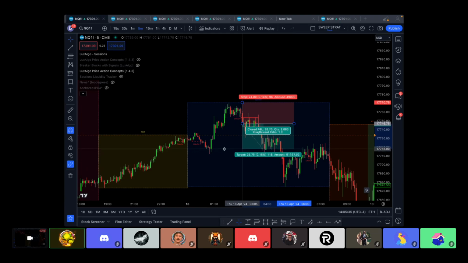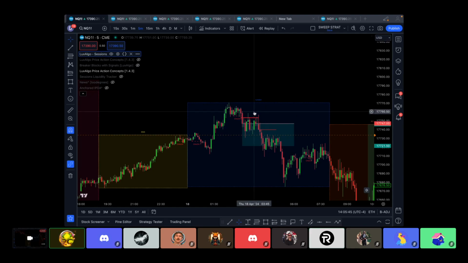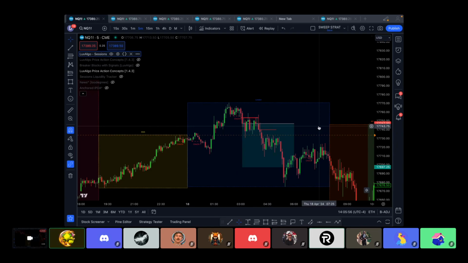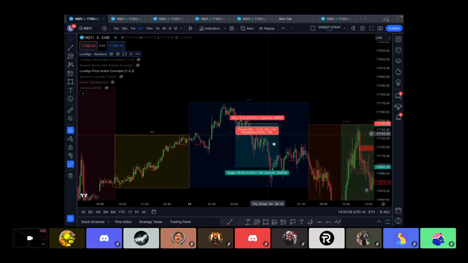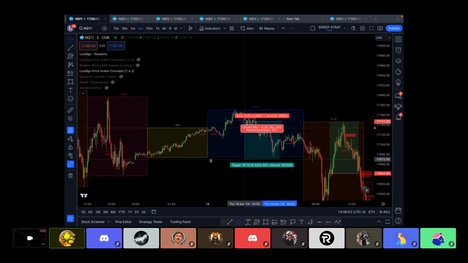Once it hits my 100 ticks, I'm moving my stop loss to break even. Can it come back to my break even? No, it's not coming back to break even because I'm already 100 ticks away. And then of course it will go straight to my TP at 200 ticks, and I'm out. 200 ticks, regardless of what size you use, is insane.